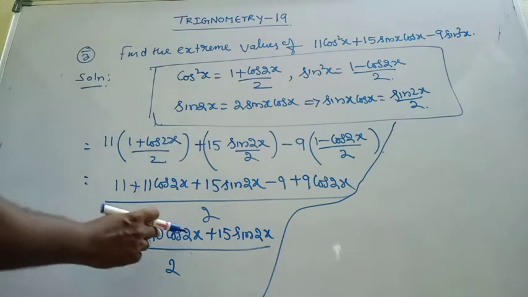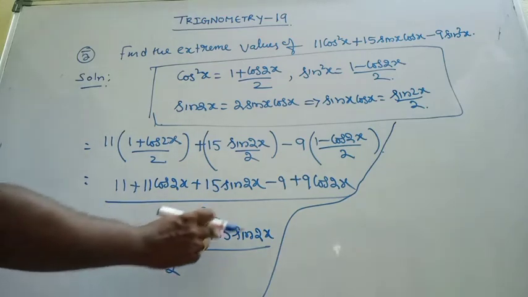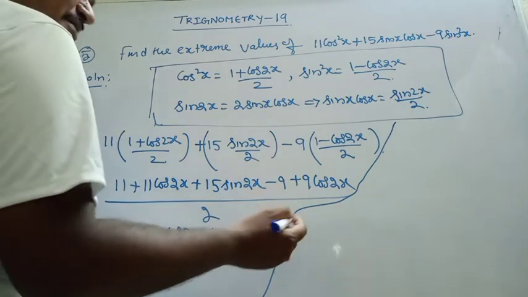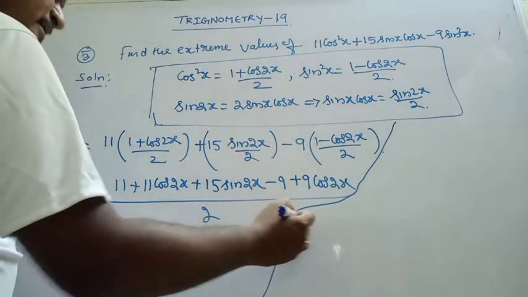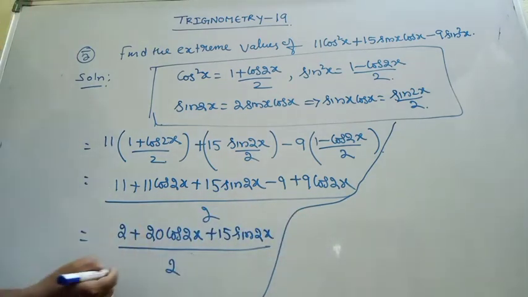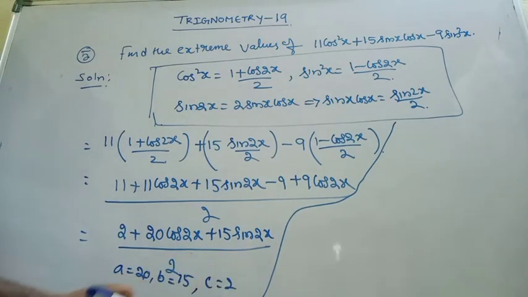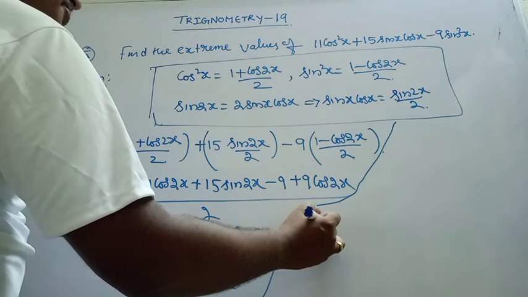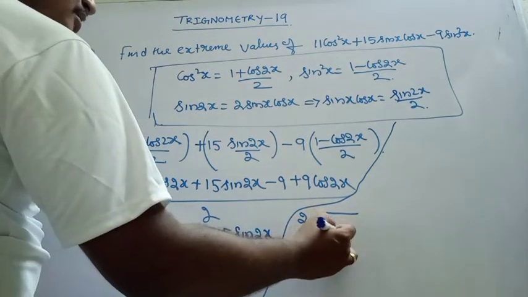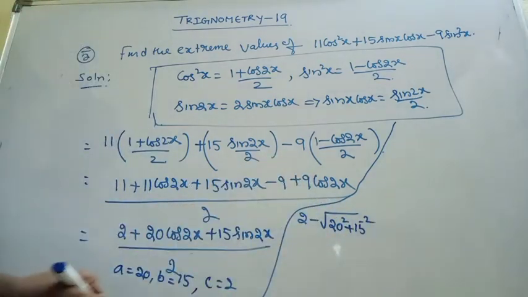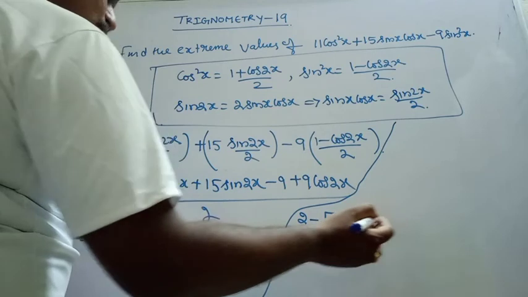This is something like C plus A cos x plus B sin x. The minimum and maximum values you are going to get here. If you take the A value equal to 20, B value equal to 15, C equal to 2, then the minimum value is C minus root over A square plus B square, that is 20 square plus 15 square. This is less than or equal to our problem.